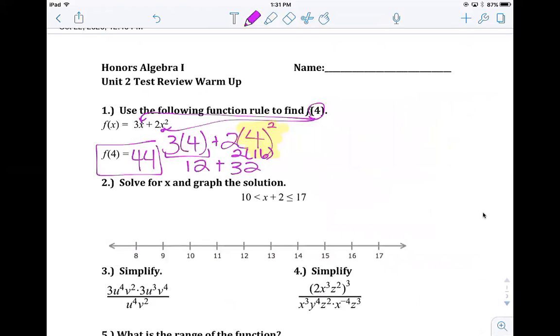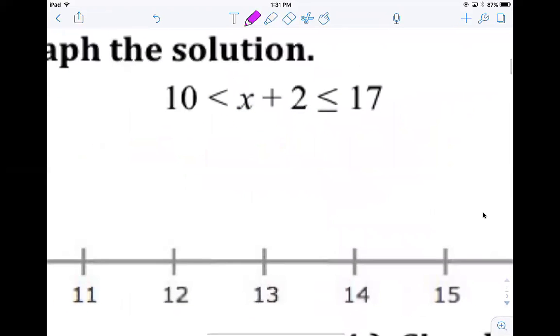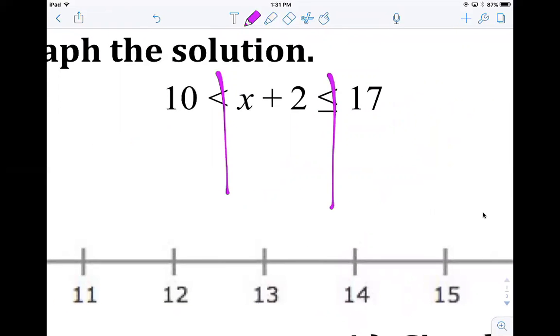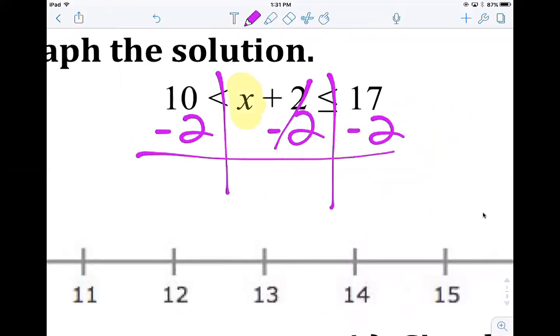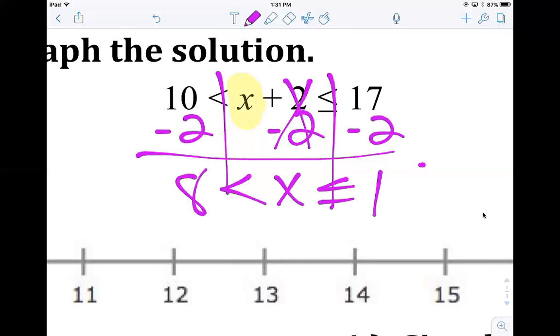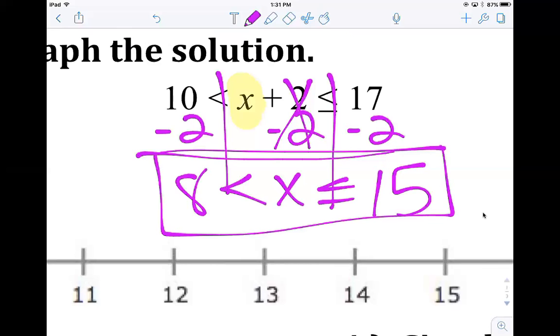All right, problem 2, we are going to look at our inequality. So this is going back a while. We're going to draw our lines down our inequality symbol, and we want to get x by itself. So we're going to subtract 2 from all 3 parts. So we have 8 is less than x, which is less than or equal to 15. So we have our inequality.